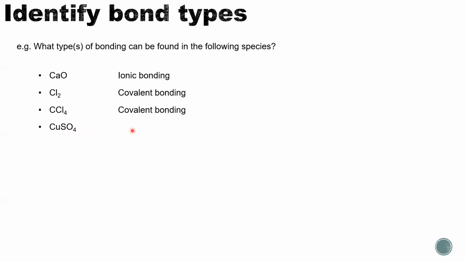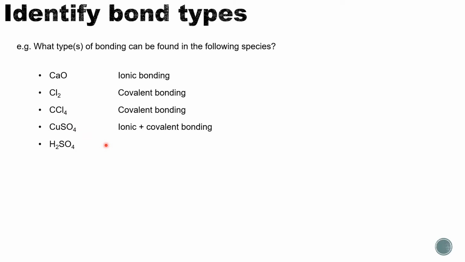Cupric sulfate. For cupric sulfate, we have a polyatomic ion and we have a metal ion, right? So it's ionic bonding between copper 2+ and sulfate. However, within sulfate, we have sulfur and oxygen, so these are actually covalent bonding between sulfur and oxygens. So for cupric sulfate, we have both ionic bonding and covalent bonding.